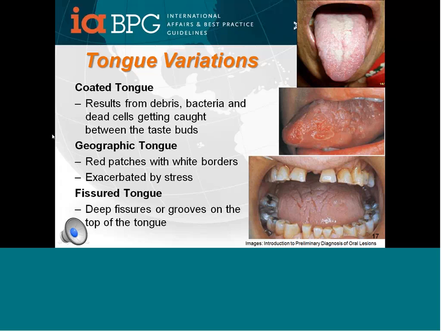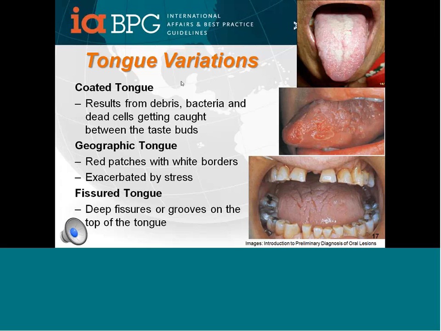The first and most common variation of normal would be the coated tongue. The coated tongue results from a buildup of debris, bacteria, and dead cells accumulating between the taste buds on the tongue. It would be helpful to add a tongue cleaner at least once a day to help reduce this buildup on a client. Even the brushing of it with a toothbrush would work.